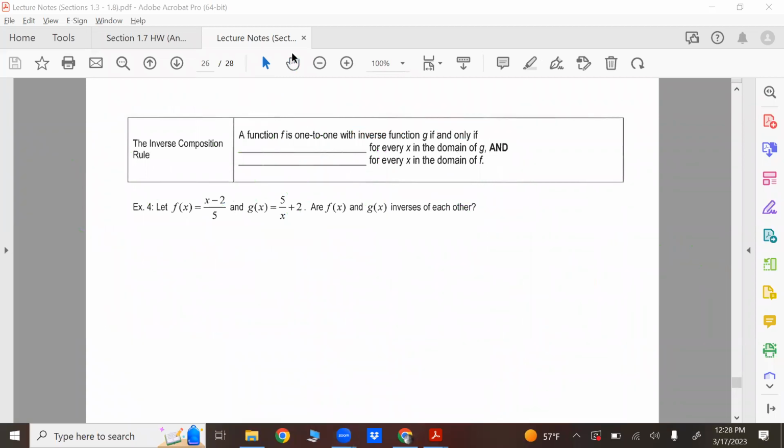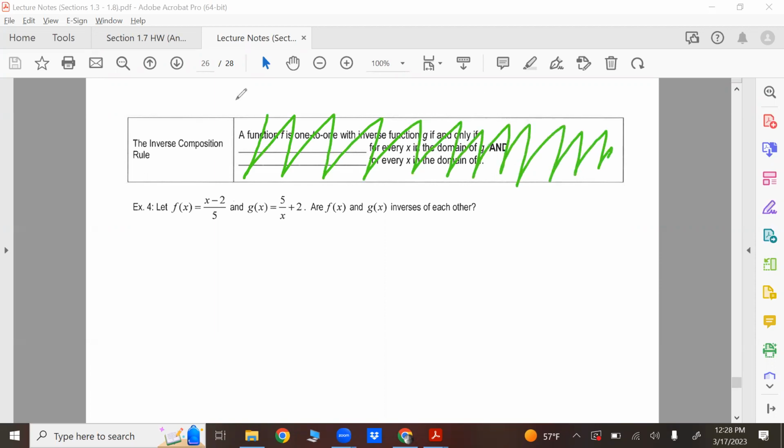So the inverse composition rule says that a function f is one-to-one with the inverse function g if and only if... actually, not sure what's meant by that. Every x in the domain of g. I'm not sure what's meant by that. Let's just cross that off. That just seems weird to me. The bottom line is this: f of g of x equals g of f of x, which equals x.